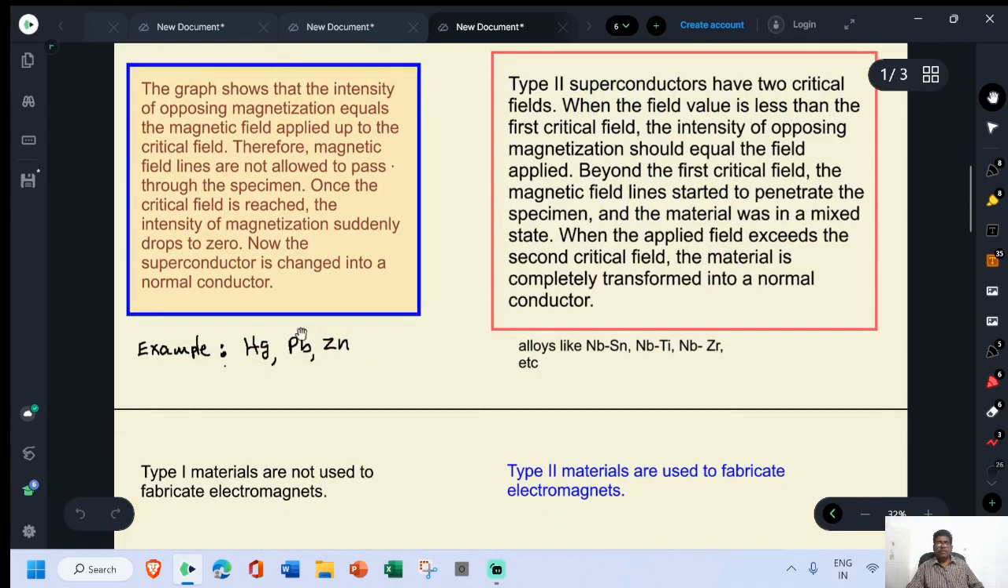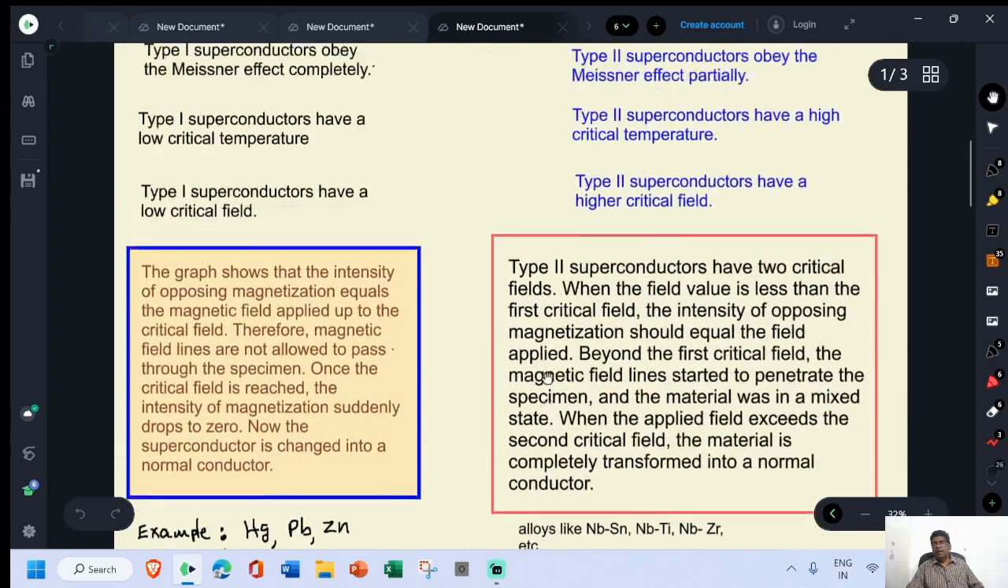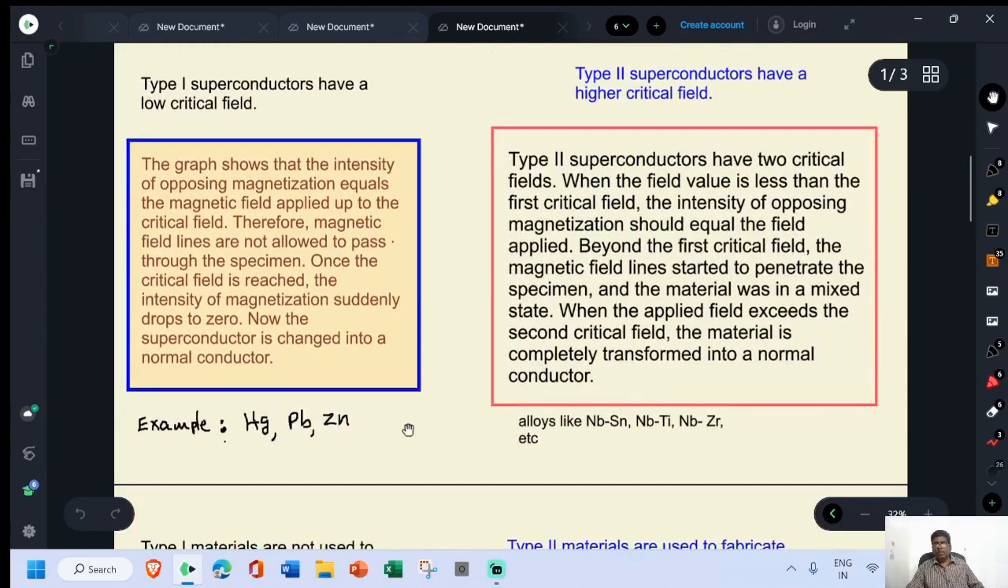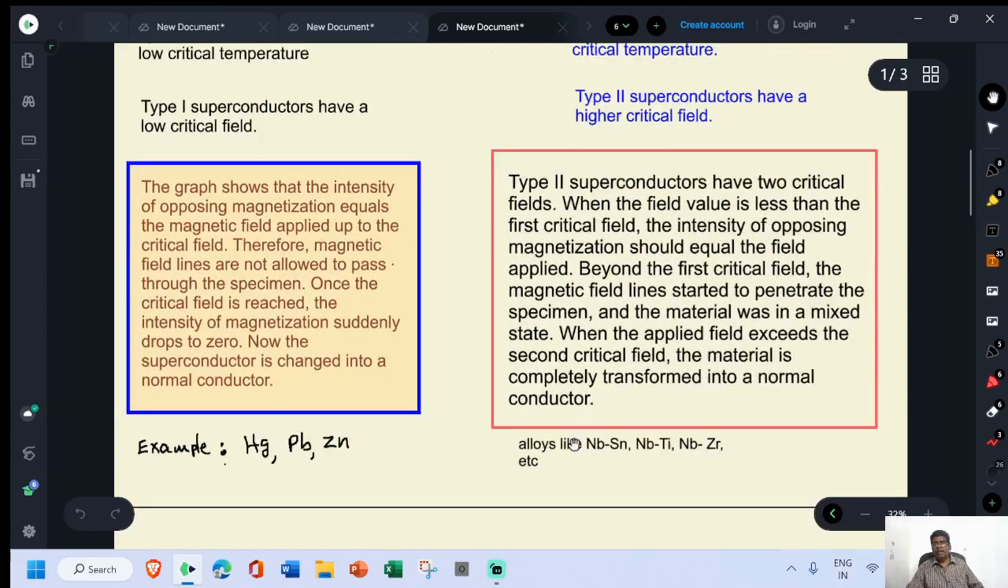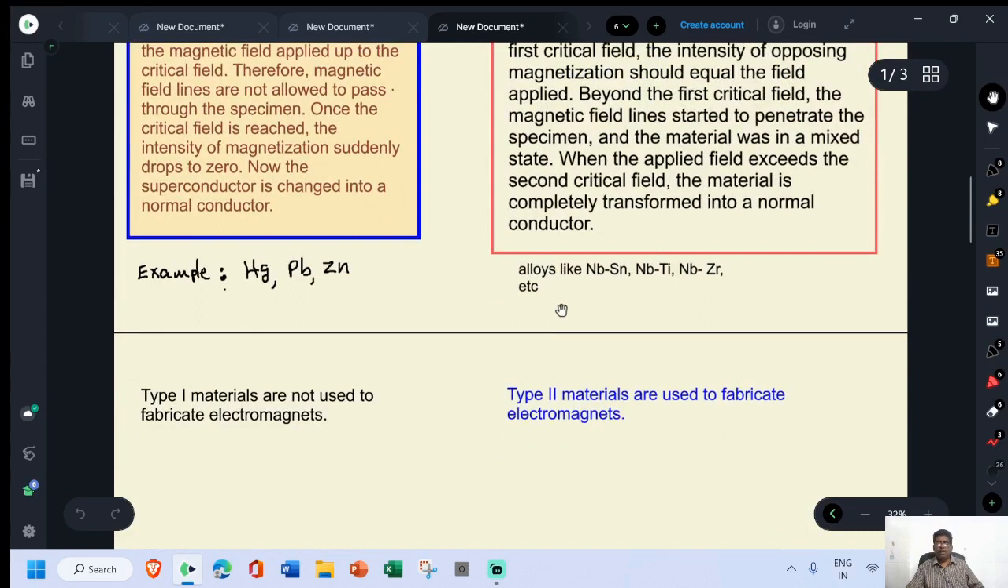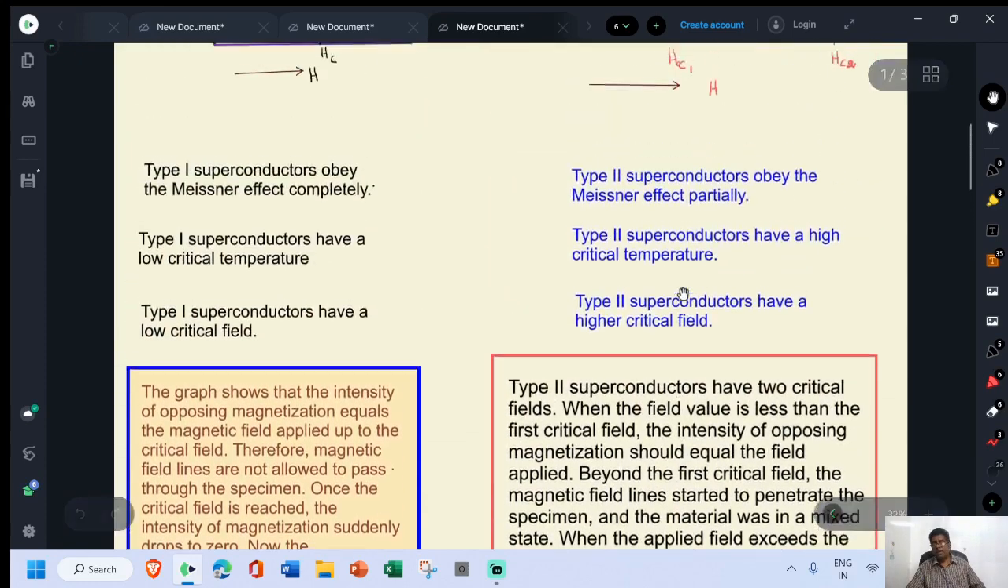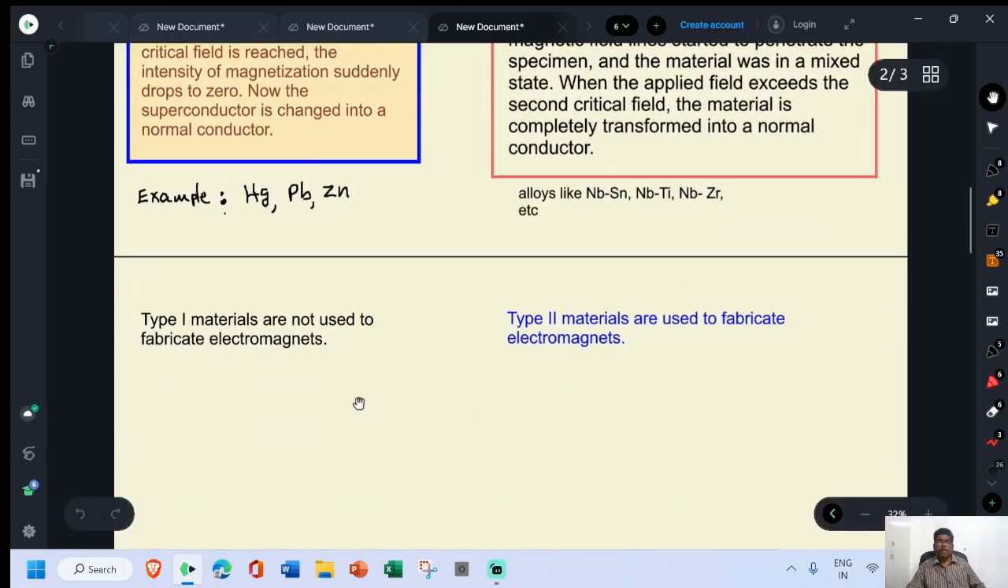These are the examples of type 1: mercury, lead and zinc. They are pure metals, but type 2 superconductors are alloys, metal with non-metal or metal with non-metal with metal, are called alloys. Alloys like niobium tin, niobium titanium, niobium zirconium are the examples of type 2 superconductors.